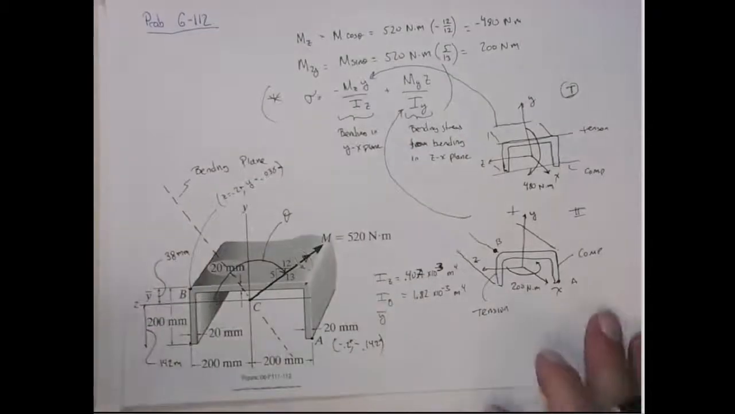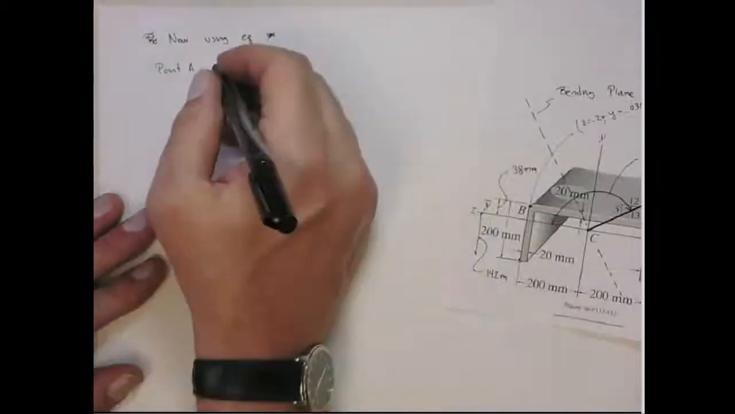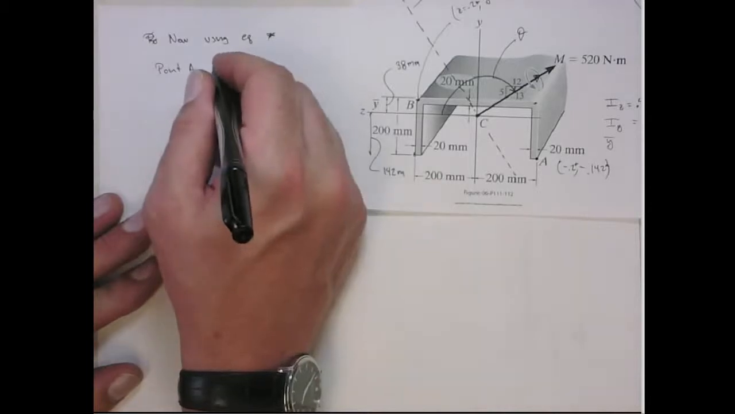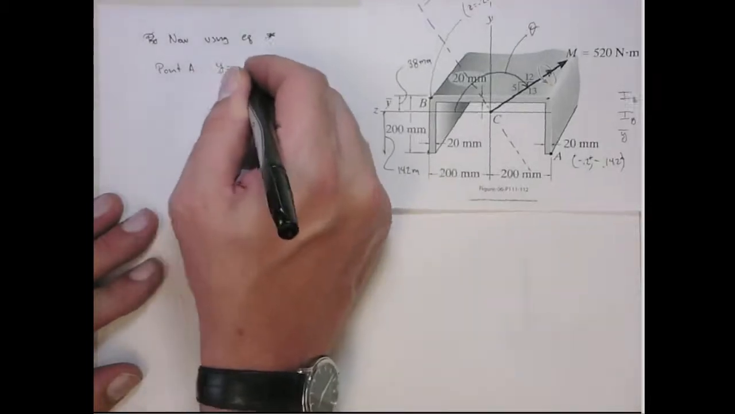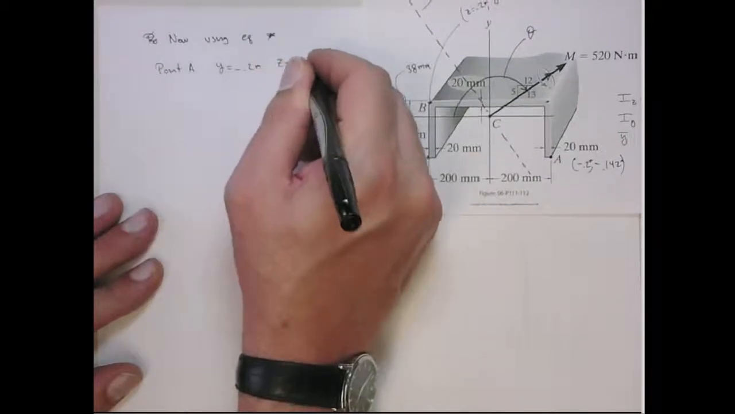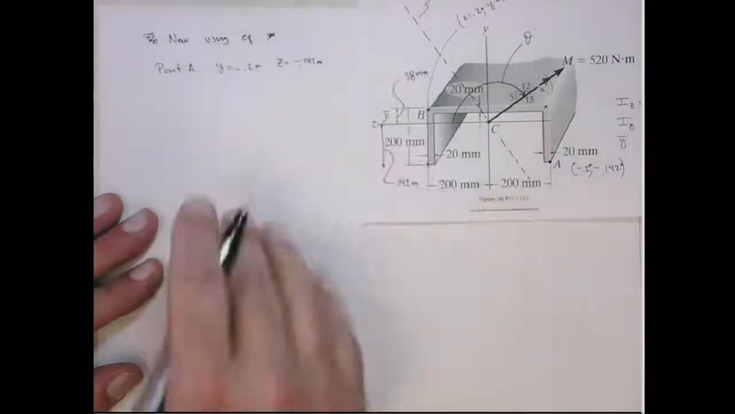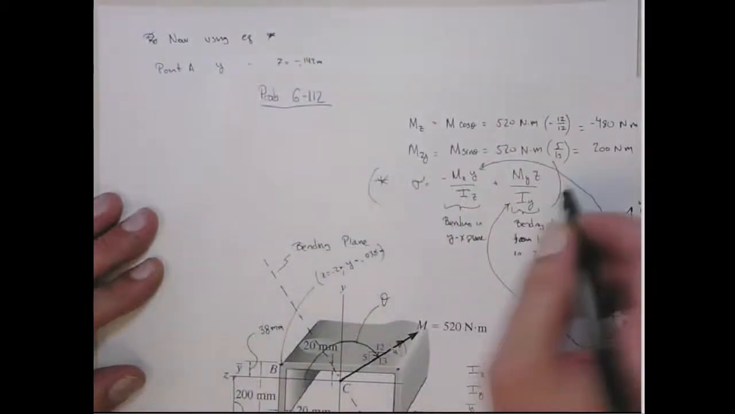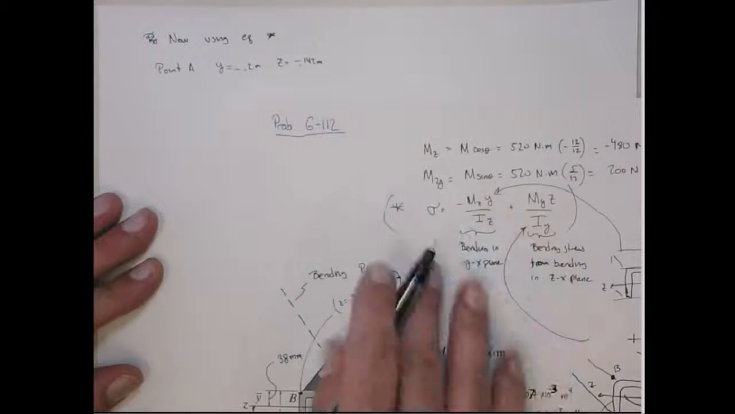So here we are at point A. In this picture, we know that we're going to use y equal to minus 0.2 meters, and then z is going to be set equal to minus 0.142 meters. We plug in these values we already computed. So using this equation, the star equation, we move that down here.